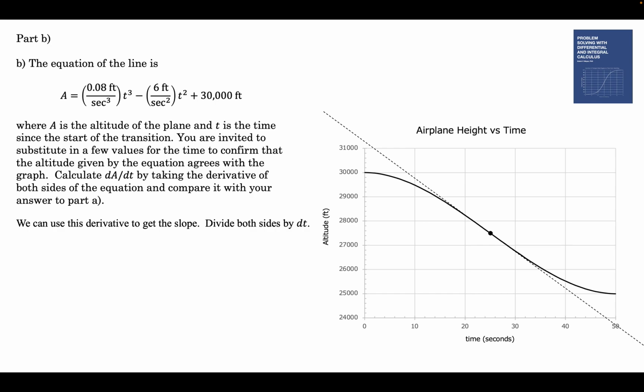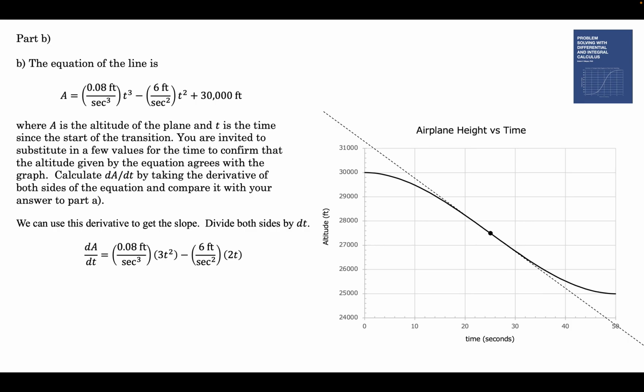So now we can get the slope. We divide both sides by dt. Now we have dA/dt, and we want the slope at 25 seconds. So we plug in 25 seconds for t. This equation, dA/dt, is good for all time, any t you want. If you plug in 0, you're going to get a slope of 0.